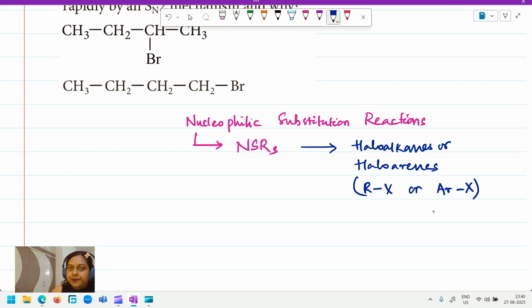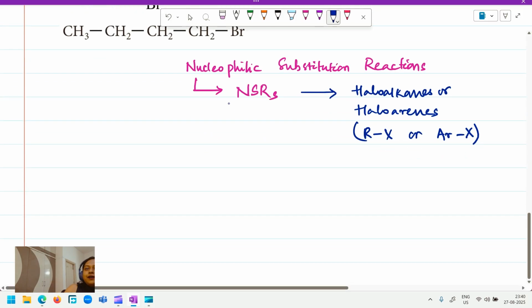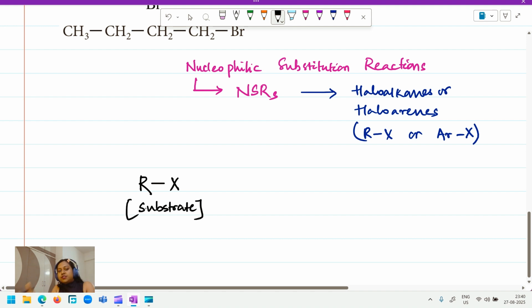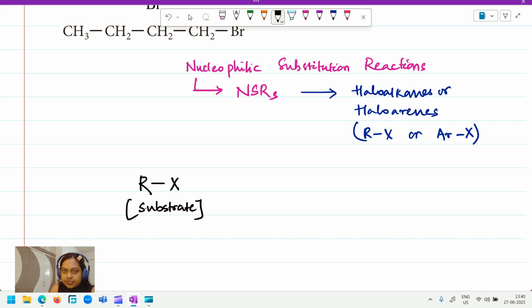Okay. So what is the basic structure of a nucleophilic substitution reaction if we are talking about alkyl halides? This is what I expect the reaction to look like. Your alkyl halide acts like the substrate, the molecule which we are paying the most importance to, where we are seeing bond breaking and new bond formation. Those are called substrates, right?